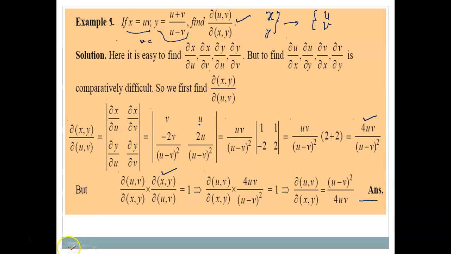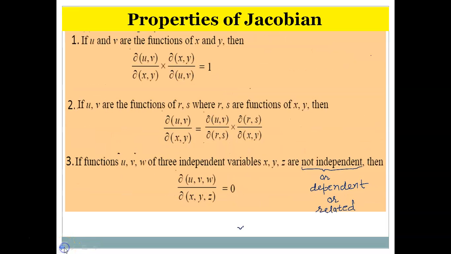Now I'm going back to property 2, what it says. Property 2 is basically the chain rule. When you are given that u, v are functions of r and s, which are further functions of x and y, in that case the value of ∂(u,v)/∂(x,y) can be obtained like this in the second property. So let's do the next example here.